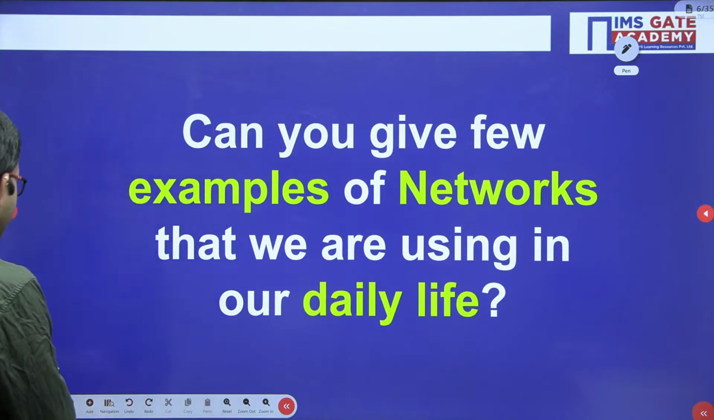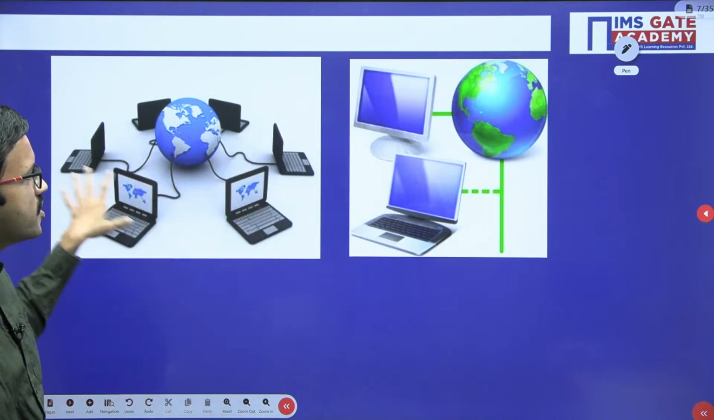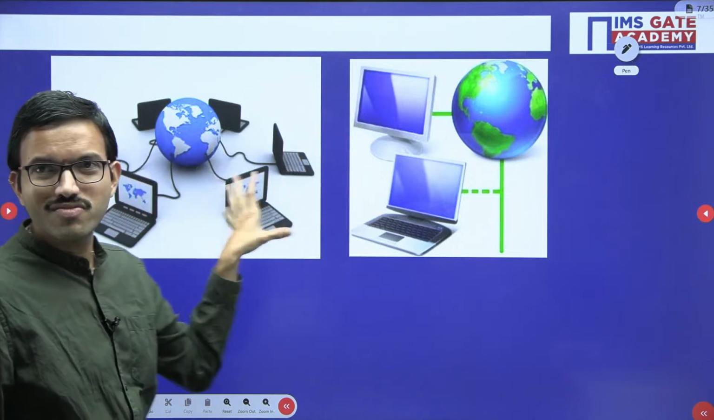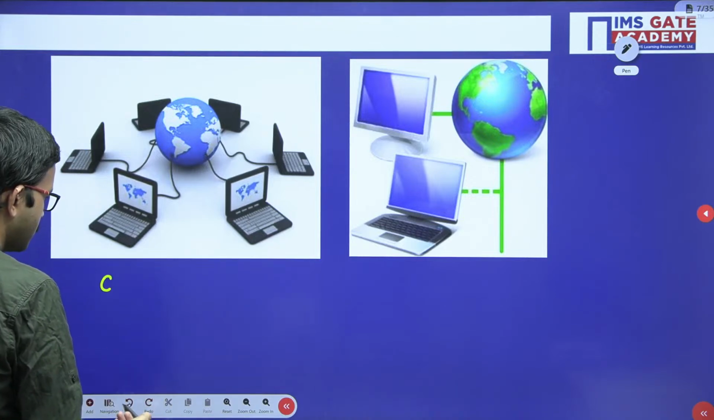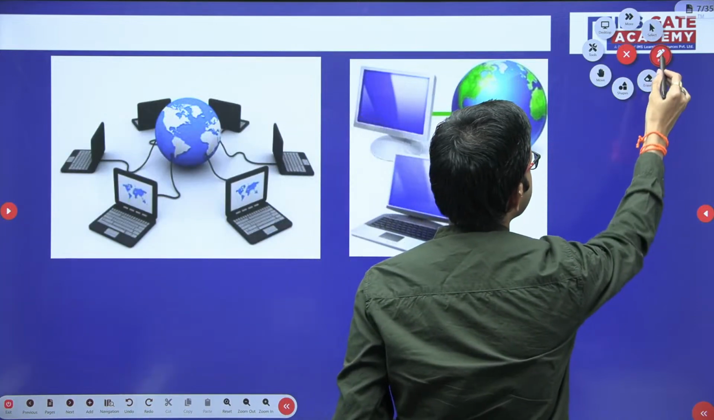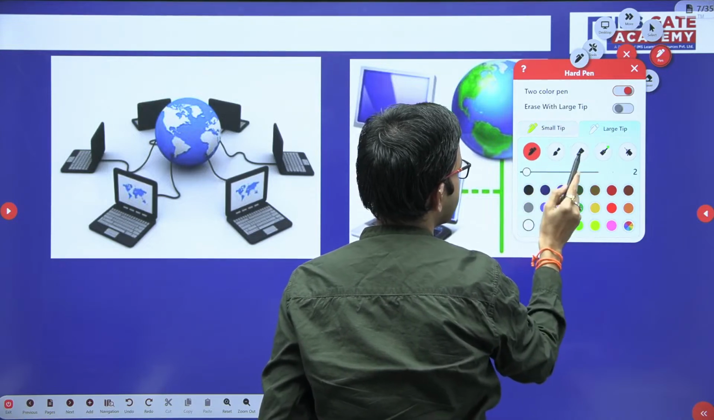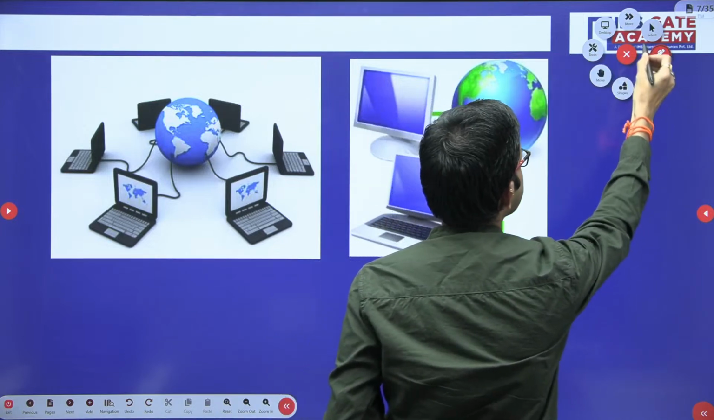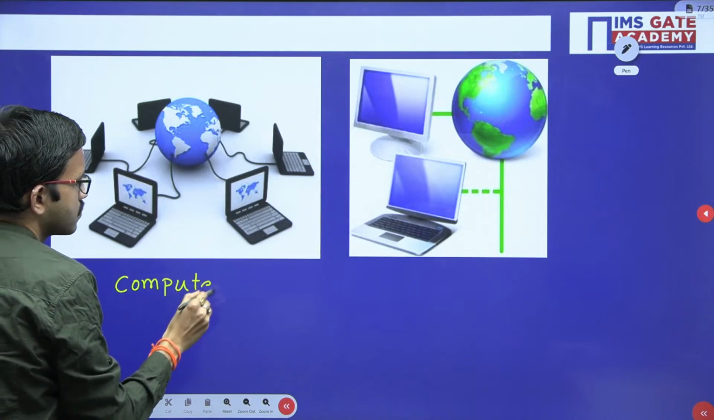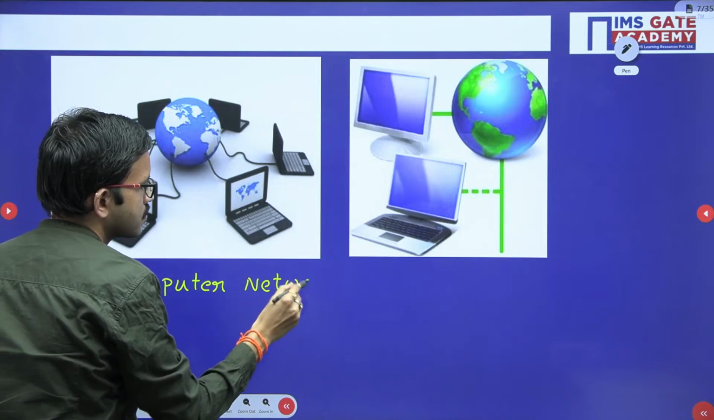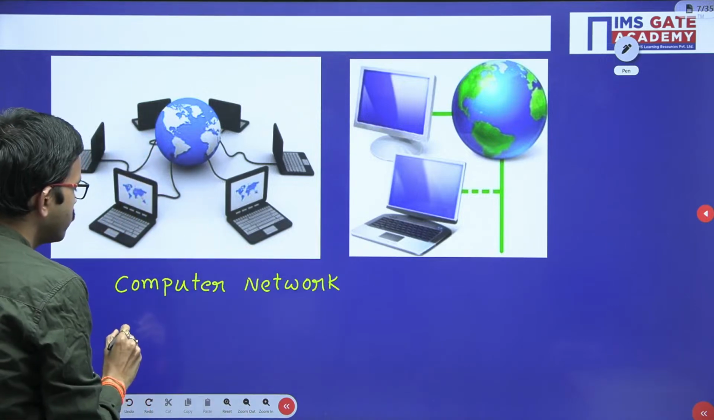Yes, just observe this slide. What is your observation? Here we have connected computers or laptops, right? So you can call this network a computer network, or even call it the internet or networking.